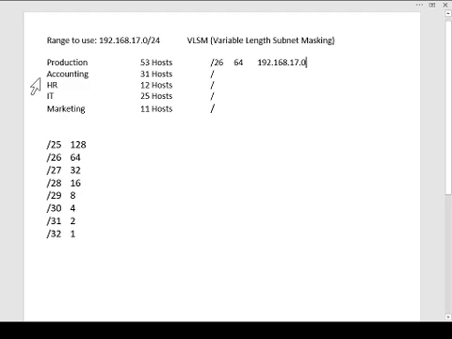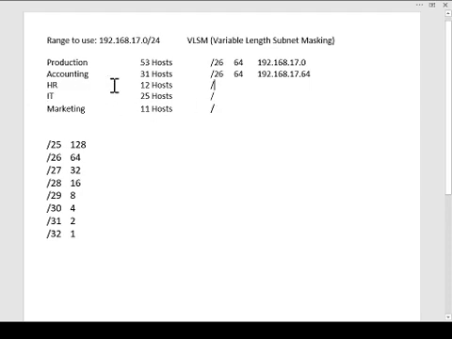Well, accounting needs 31 hosts. We look down here. This is not going to work because we're going to lose 2. All right, so we need to go one above it. We need to go another /26. And we're going to go up by 64 IP addresses. Well, if we went up by 64 from the first one, we know the second one should be 192.168.17.64. You'll see this in a minute. It'll start to make a little bit more sense.